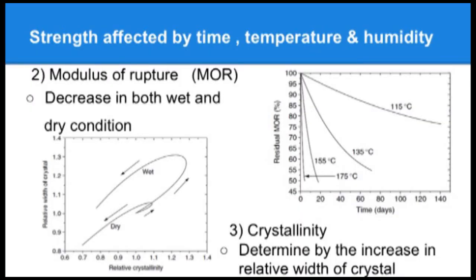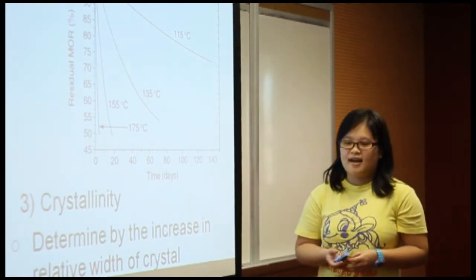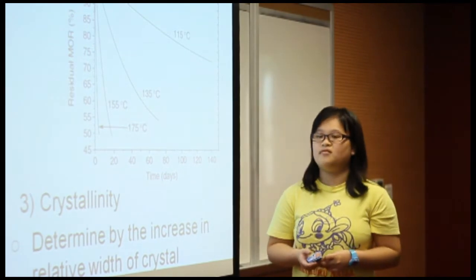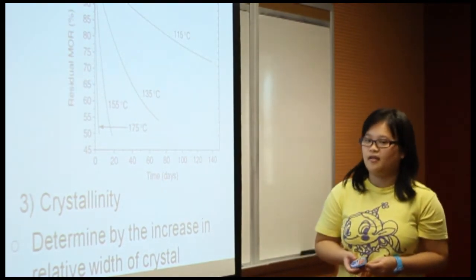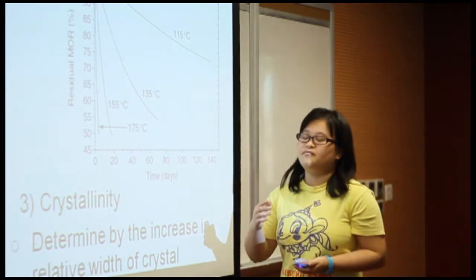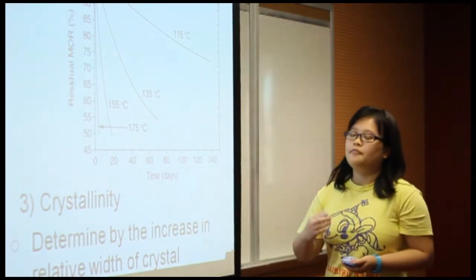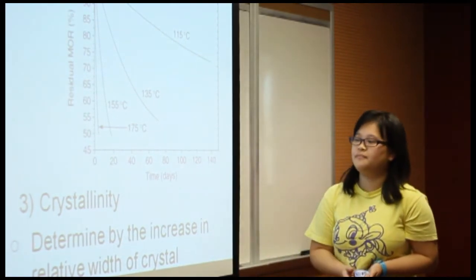And the next one is the modulus of rupture. Due to the high temperature, the fiber equilibrium stress is reduced. Therefore, the resistance to bending will be reduced. And overall, the modulus of rupture will decrease in both wet and dry conditions.